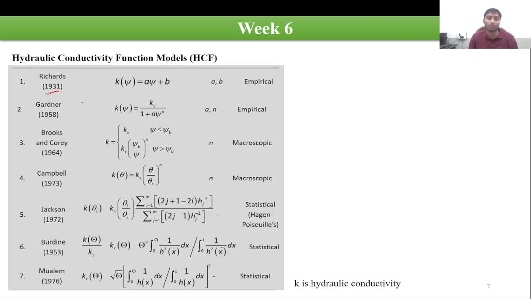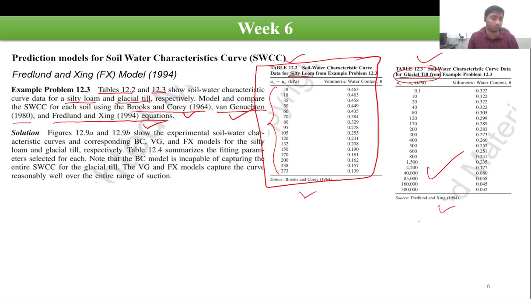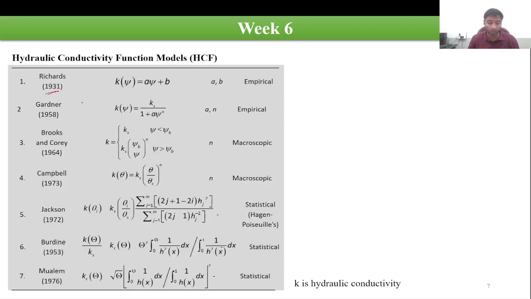So, as we discussed in the last class, there are two types of curves. The first one is the soil water characteristic curve, for which we have learned about several prediction equations, prediction models. Now we have hydraulic conductivity functions also, which we have seen in the last class. Some are empirical methods like Richards and Gardner method. Some are statistical methods like Jackson method, Burdine method, Mualem method. These are used to determine the hydraulic conductivity in unsaturated soils.